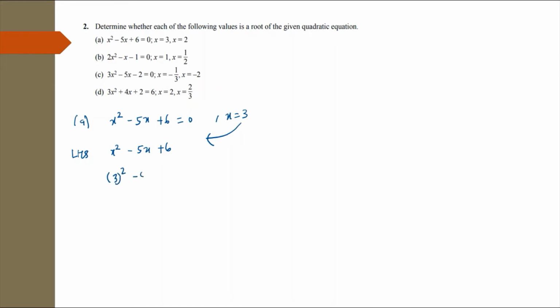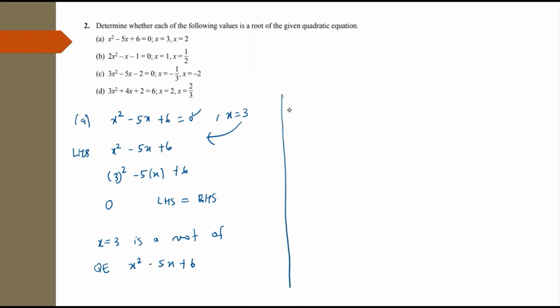Then we'll get 9 minus 5 times 3 plus 6 using a calculator. Then we'll get 0. So that means the left hand side is equal to 0, and also on your right hand side is equal to 0. When the left hand side is equal to the right hand side, we can make a conclusion. x equal to 3 is a root of the quadratic equation x squared minus 5x plus 6.